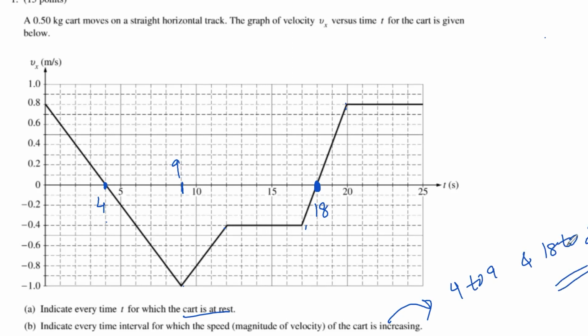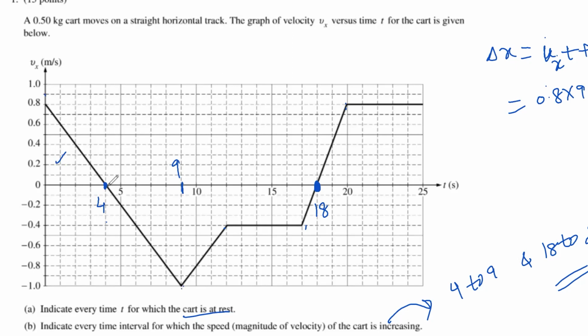Then the next one is we need to determine the horizontal position of the cart at t is equal to 9 seconds if the cart is located at x equal to 2 meters at t equal to 0. For that we can use this kinematics equation of motion, delta x is equal to v_x t plus half a t squared. Here the initial speed of the cart is 0.8, time period is 9, and acceleration we need to calculate. So we will calculate the acceleration for this line up to t is equal to 9.